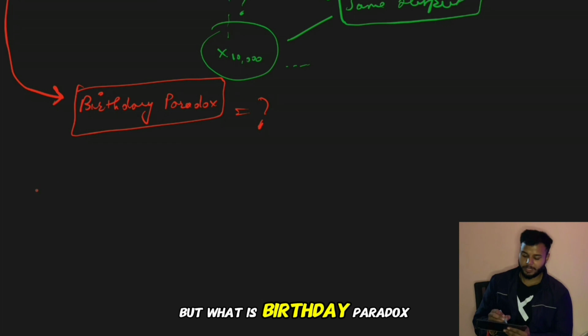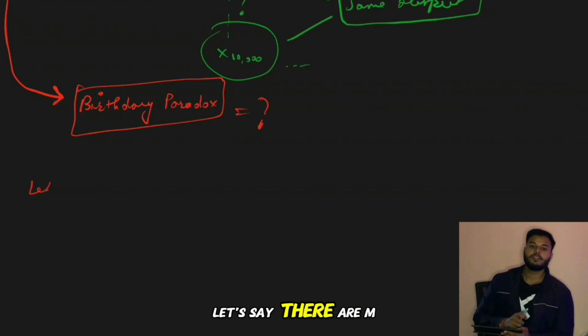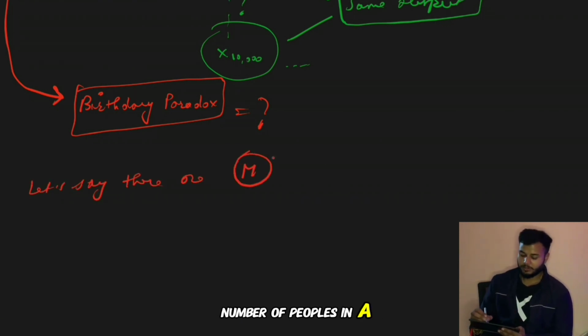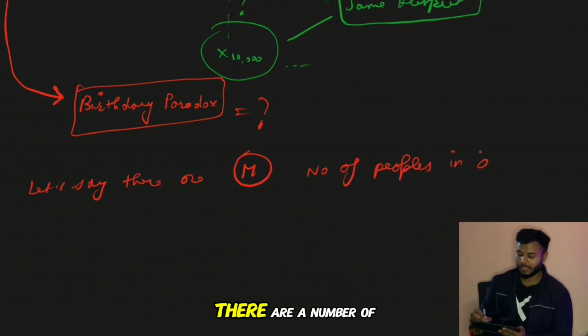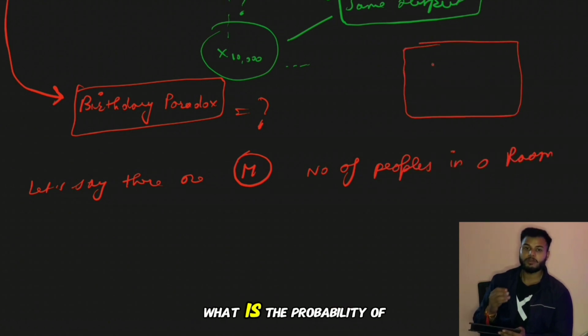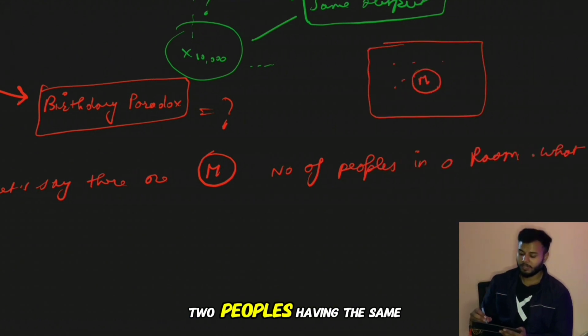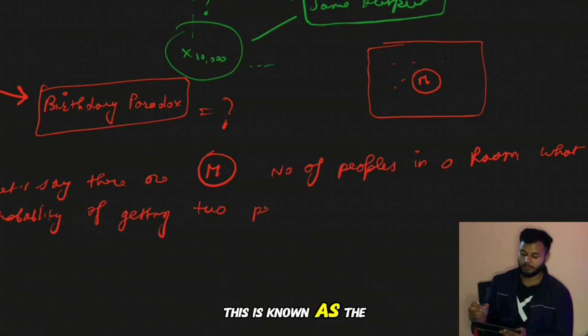Okay, but what is the birthday paradox? Let's say there are m number of people in a room. Now, what is the probability of two people having the same birthday? This is known as the birthday paradox.